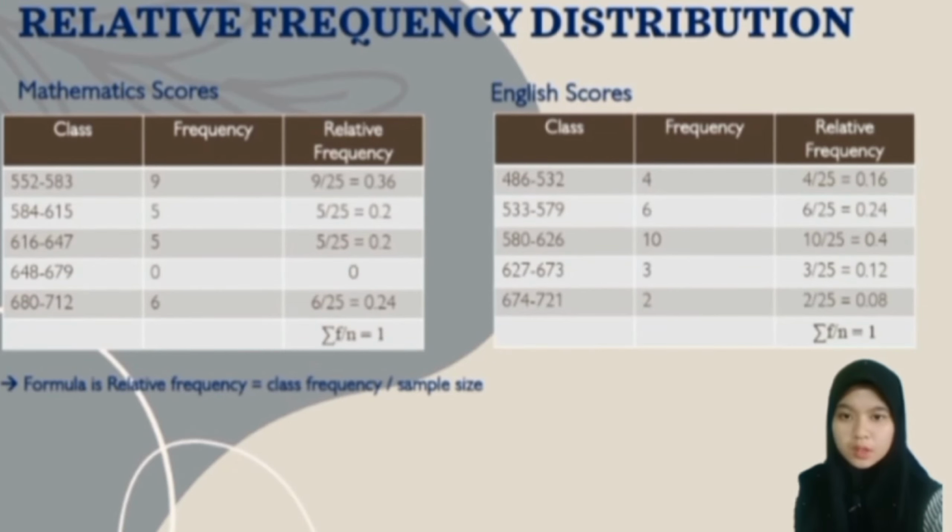Relative frequency distribution. For relative frequency distribution, we have its own formula. The formula is class frequency divided by sample size. So here, as you can see, the relative frequency for mathematics score is, for the first class, 0.36, second class 0.2, third class 0.2, fourth class 0, and the last class 0.24. For English score, the first class is 0.16, second class is 0.24, third class is 0.4, fourth class is 0.14, and the last one is 0.08.